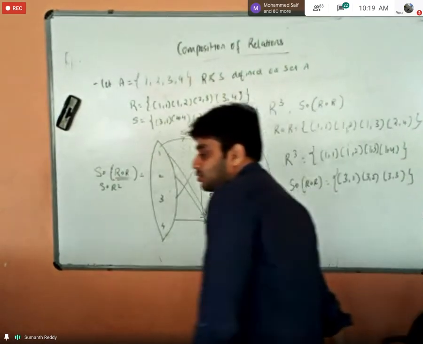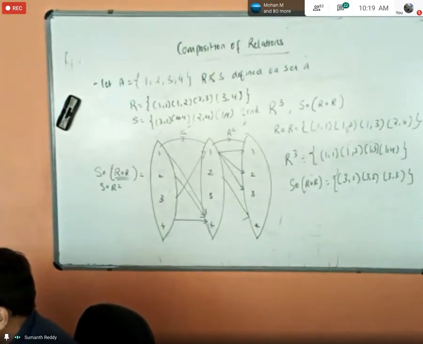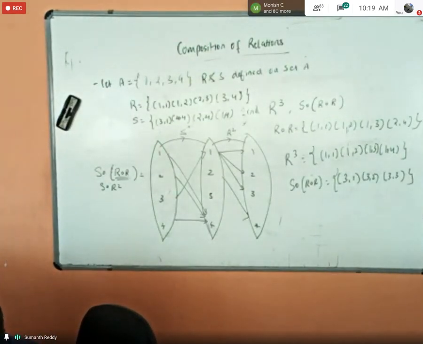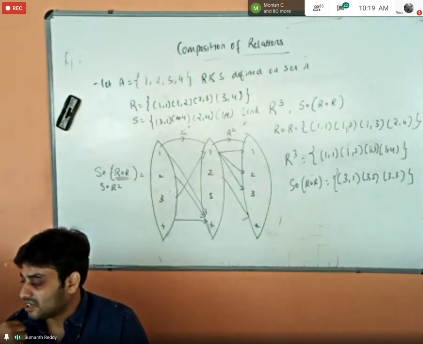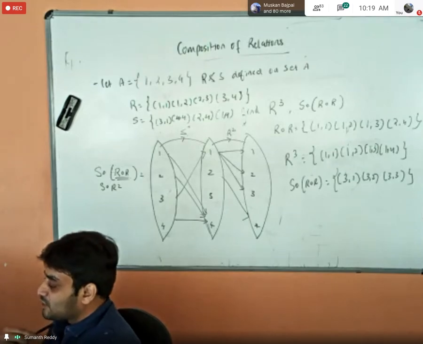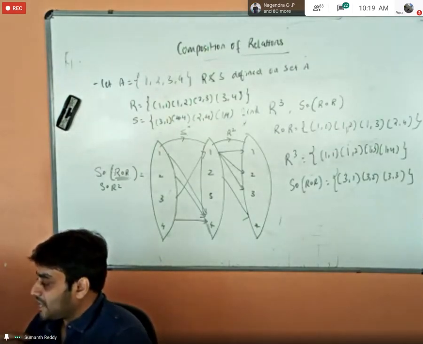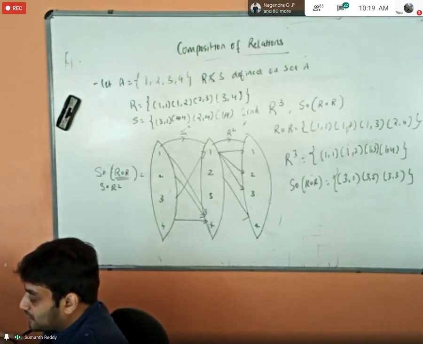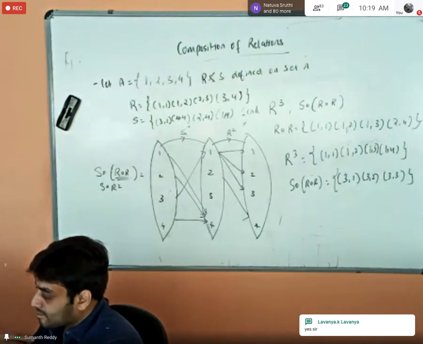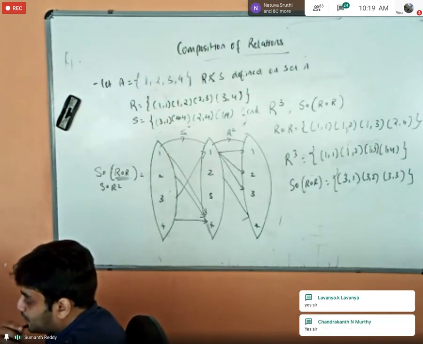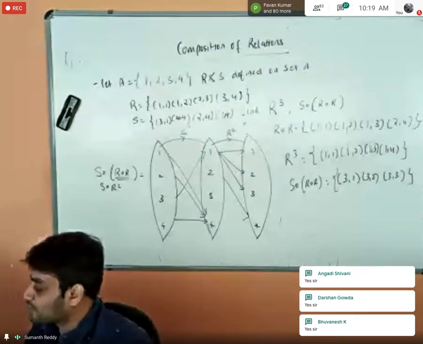Any doubts in this, students? I have tried to take all the types of problems that they can ask in the composition of relations. I think there's no point in solving more problems on this. Any problem of this kind, you can easily solve, right? So is composition of relations clear for you? Definitely you can expect one question from this.